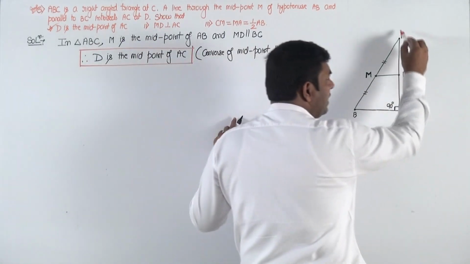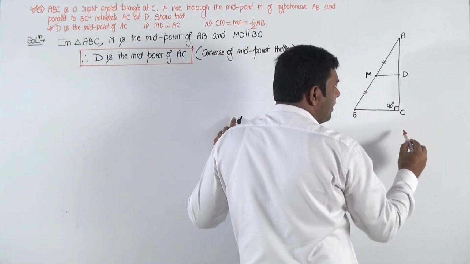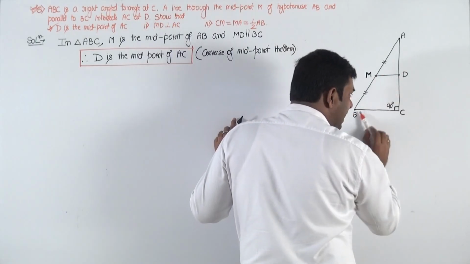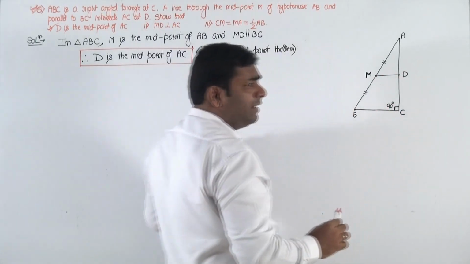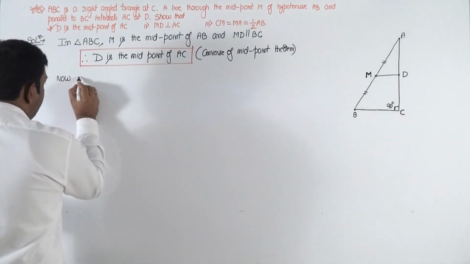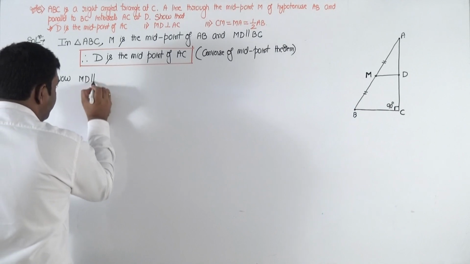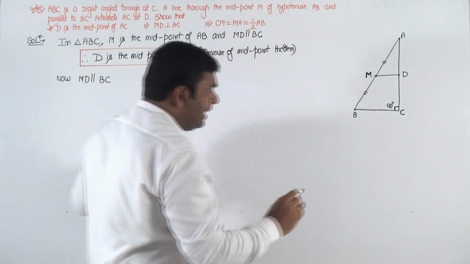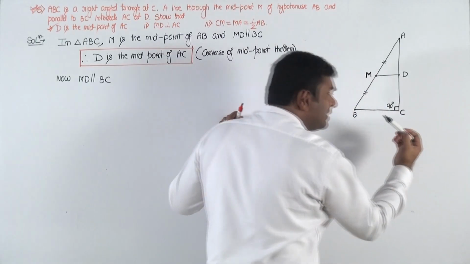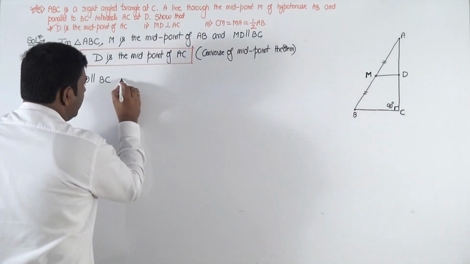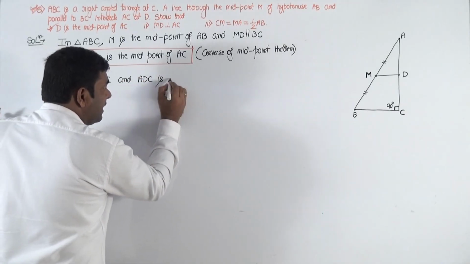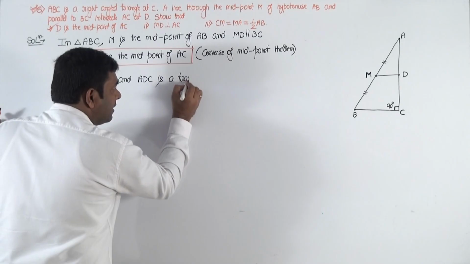Next, MD is perpendicular to AC. MD is perpendicular to AC है करके प्रूव करना है ना. Now, MD is parallel to BC. DC is a transversal, isn't it? MD is parallel to BC. ये दोनों parallel lines है, and ADC is a transversal.